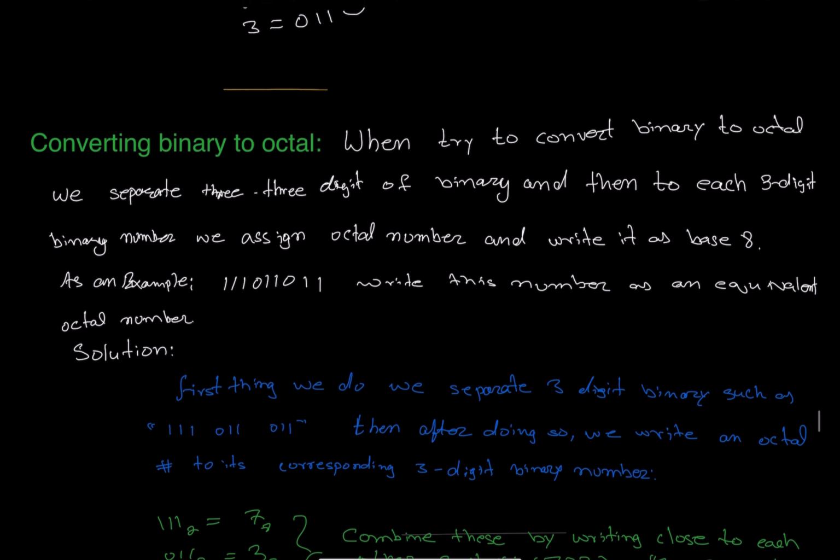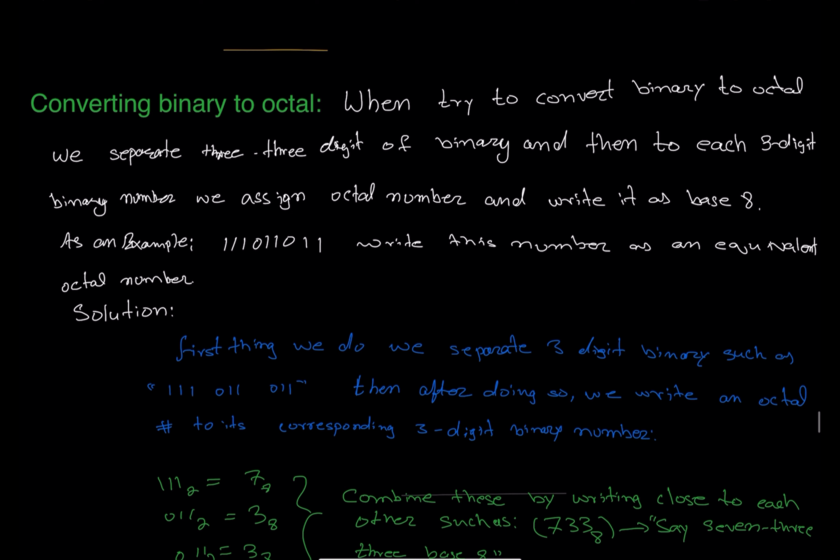Now we say converting binary to octal. We just did octal to binary. Now we'll be going back to octal from binary. I hope this shouldn't be that hard too. When we convert binary to octal, we separate the binary into groups of three digits, because for octal we only use 3 digits. We can use more, but you only use 3 digits, it'll be easier. So we assign octal numbers and write it as base 8.